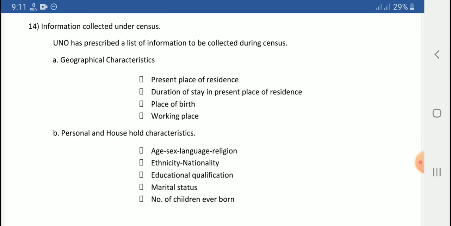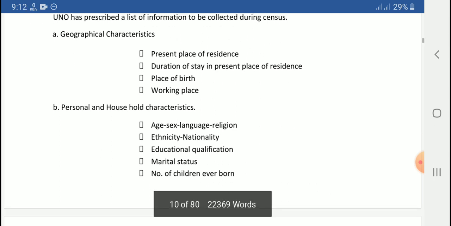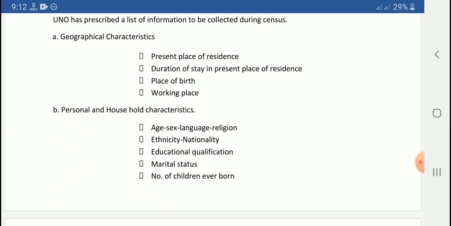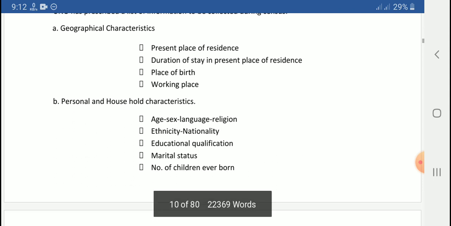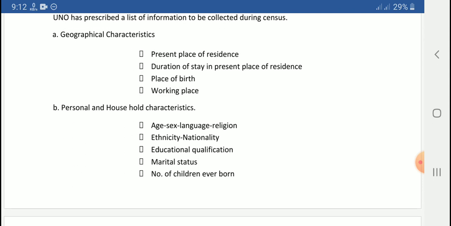So, information collected under census. UNO has prescribed a list of information to be collected during census. In that list, what must be there in geographical characteristics? Now be careful, it might be important for MCQ. The question may ask you like this: what are the things that are included in geographical characteristics during census? So you have to write place of residence, duration of stay in the present place of residence, place of birth, working place. These all lie in geographical characteristics of census.